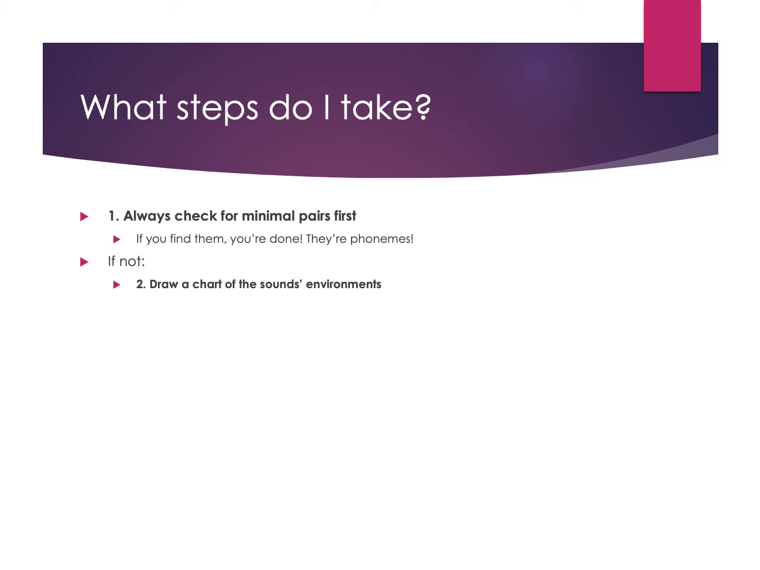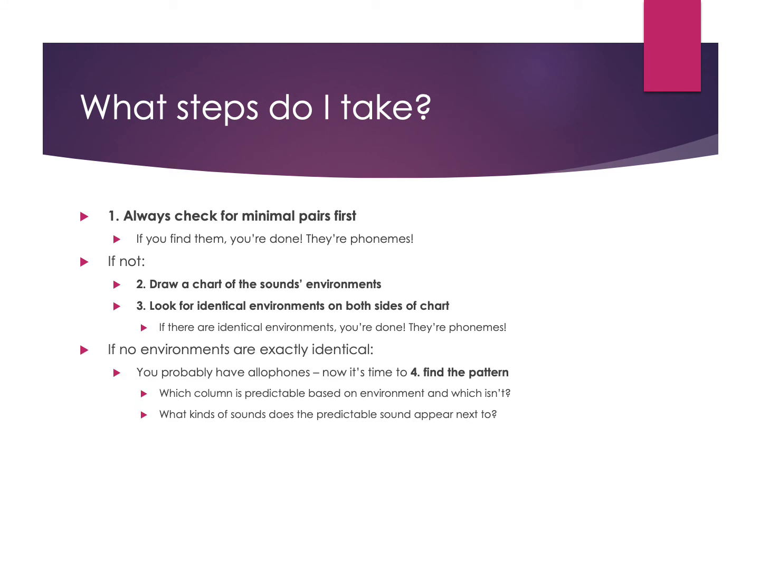So with our near minimal pair of pleasure and pressure, they still came in the same environment, so they were still separate phonemes. So you want to look for if you have identical environments on both sides of your chart, because if you do, they can show up in the same place, they can be in the same environment. So this is also evidence that they're phonemes. However, if you don't find minimal pairs, you don't find an exactly identical environment on both sides, then you probably have allophones.